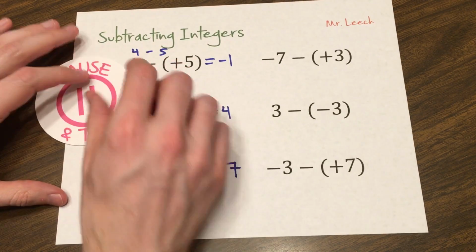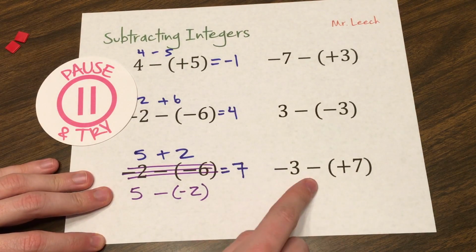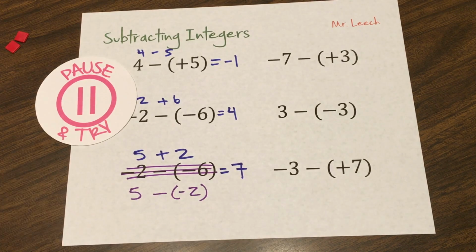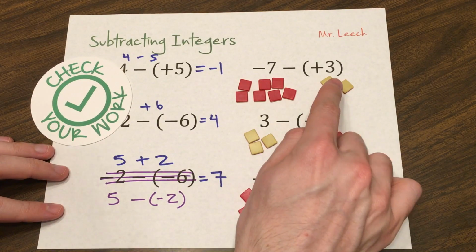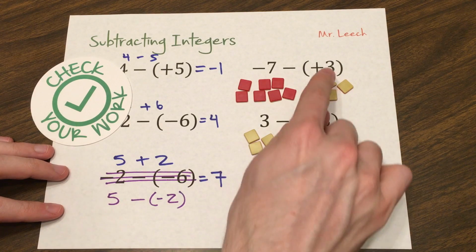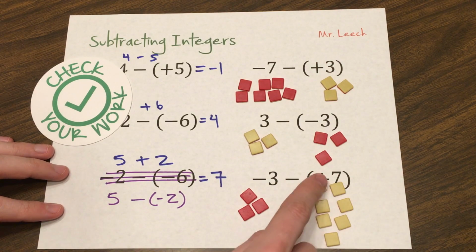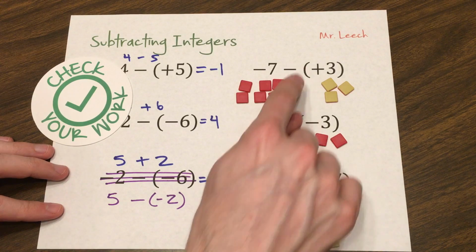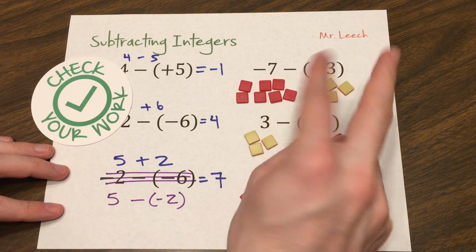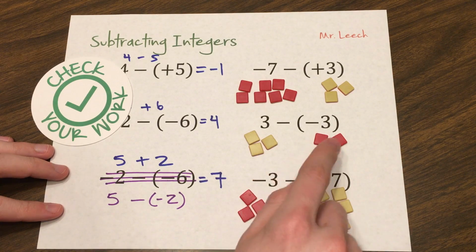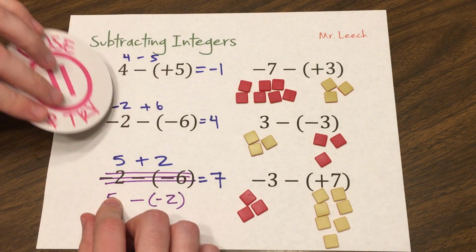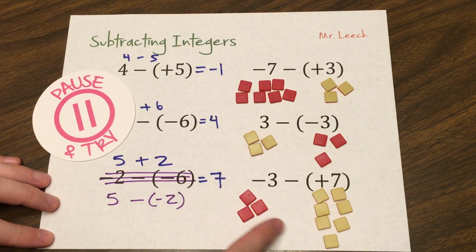Next, I want you to pause the video and try these 3. So let's do a little halfway check. If you just look at these second terms here, I have a +3, -3, +7. These subtractions are going to require me to flip the sign. If it's positive, it becomes negative, and if it's negative, it becomes positive. So take a second. Again, let's pause the video and finish that up.